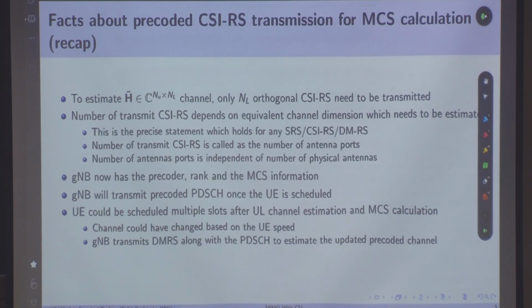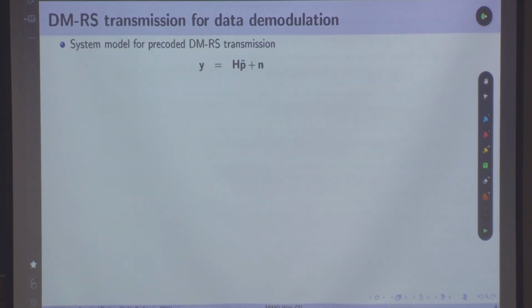Now, our focus in this class is going to be on DMRS. Let's see how it works out. Whenever we talk about our precoded system, we understand how it will look. This is the unprecoded channel. If I put a tilde, it is precoded, P is the pilot, and this is the equivalent receive signal, y equal to H P tilde plus noise.